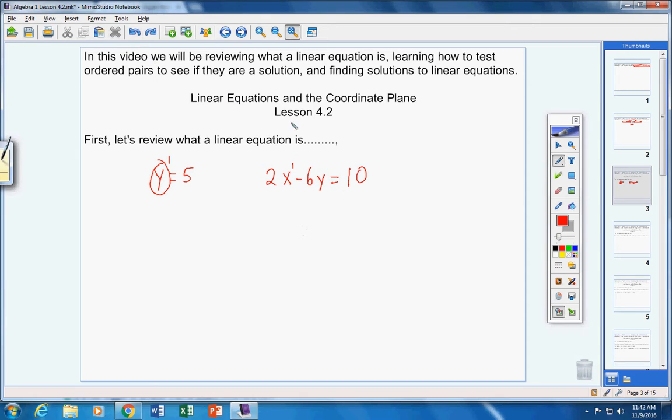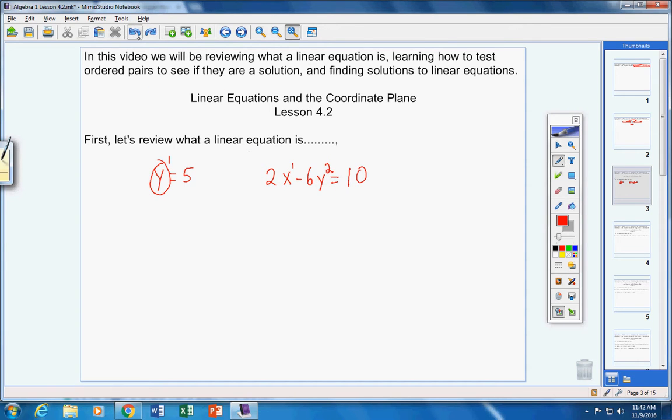Now, if I would have had a squared right here, now this is no longer a linear equation. We call this a quadratic equation. Now, do not write that down. We're going to study those later this year, okay? But my point is when the variables have a power of 1, it's a linear equation.